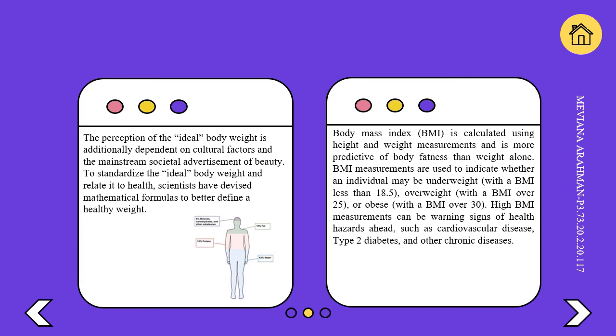BMI measurements are used to indicate whether an individual may be underweight with a BMI less than 18.5, overweight with a BMI over 25, or obese with a BMI over 30. A high BMI measurement can be a warning sign of health hazards ahead, such as cardiovascular disease, type 2 diabetes, and other chronic diseases.